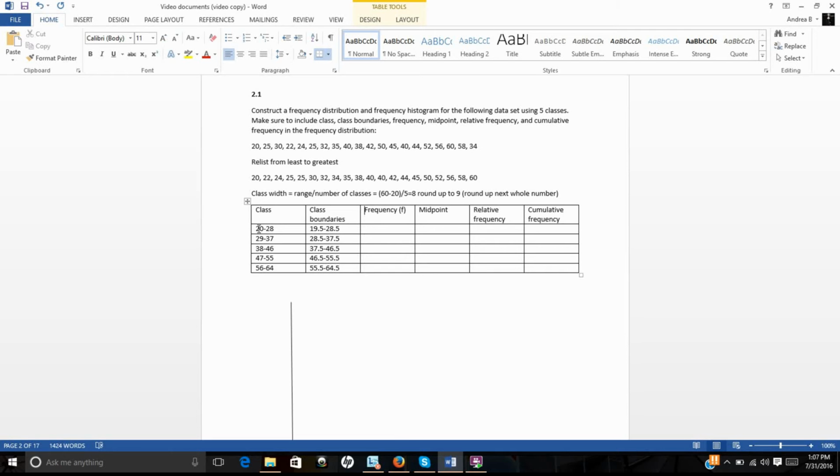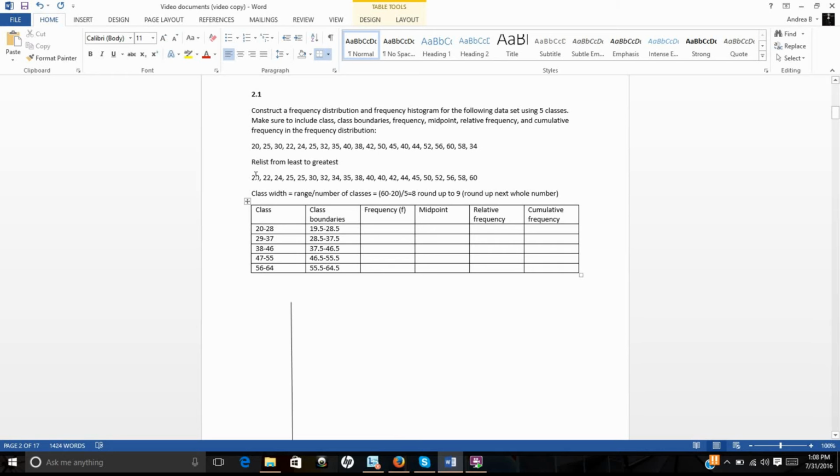The next step is your frequency. Frequency, like it sounds like, you're just counting to see how many values are in each of those classes. So if we look once again here at our first class, it was 20 to 28. So we have to count up above how many of our values were between 20 and 28 inclusive. We want to include those endpoints as well.